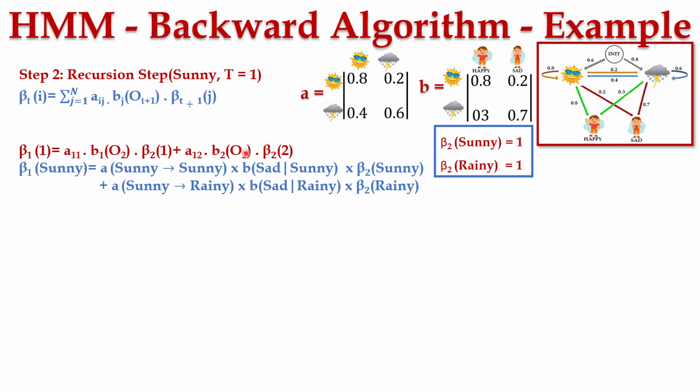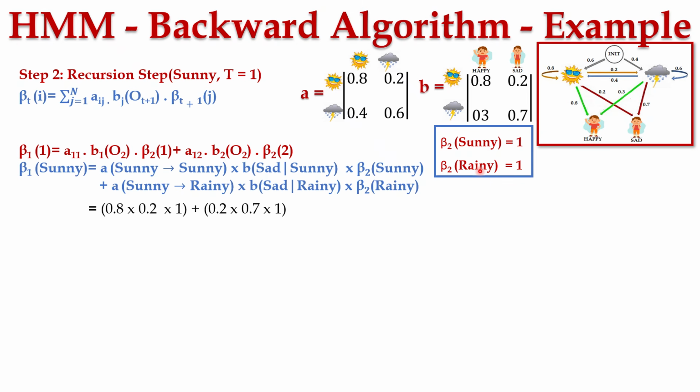Beta 2 of 1 represents the second backward variable for the state sunny. A12 represents the transition probability from the day being sunny to rainy. Next, B2 of O2, that is the emission probability of Raja being sad and the day is also rainy. Next, beta 2 of 2 represents the second backward variable for the state rainy.